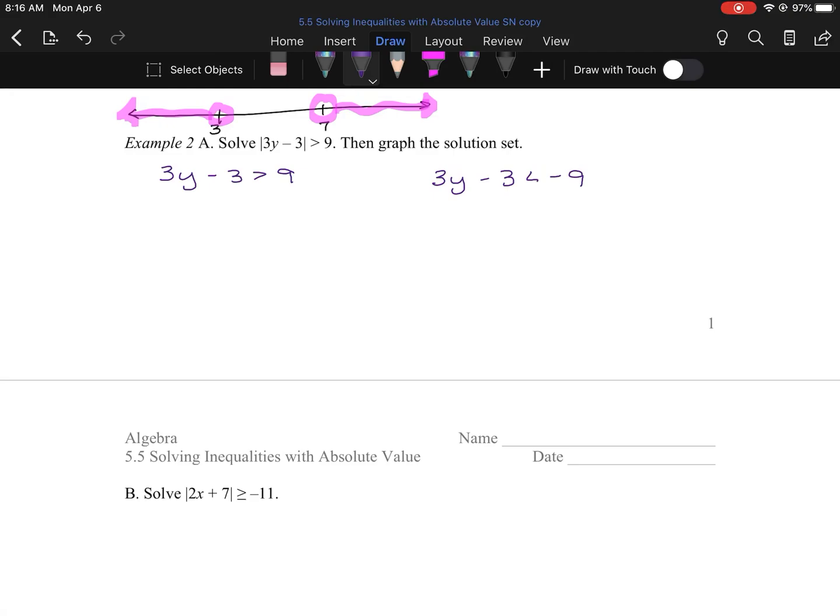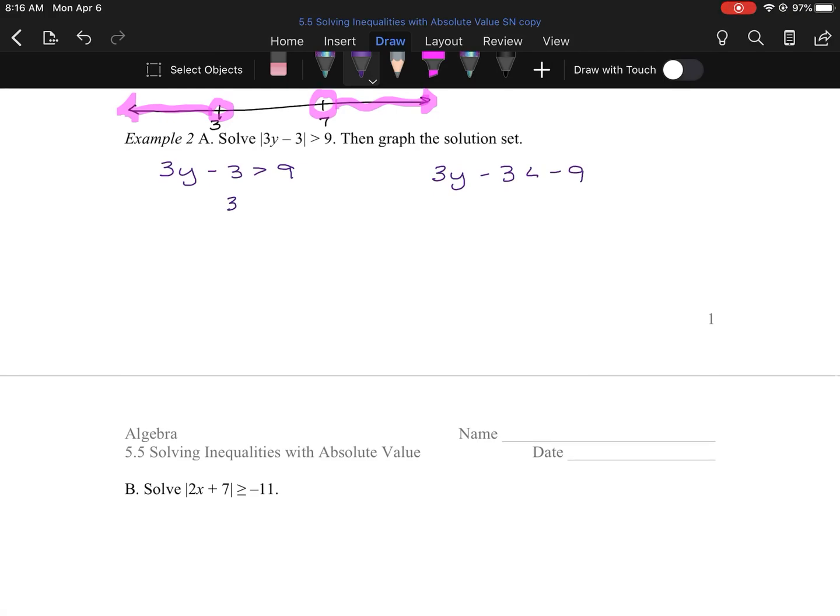Now don't forget, in this case, it's okay because I don't have my absolute value bars anymore. All right, so we are going to add 3 to both sides. So 3y is greater than 12, divide by 3, y is greater than 4. And then 3y is less than -6. Divide both sides by 3, we get -2. And I accidentally made an equal sign. All right, fix that up.